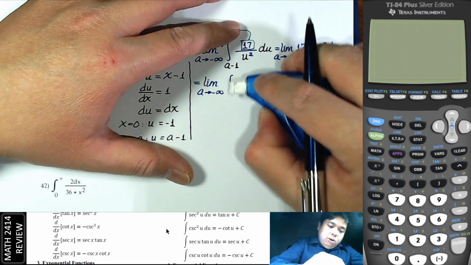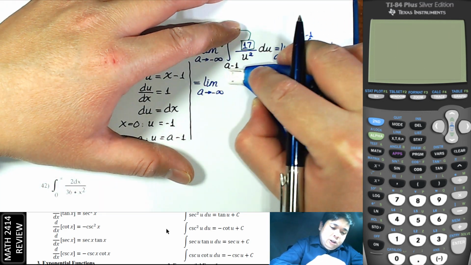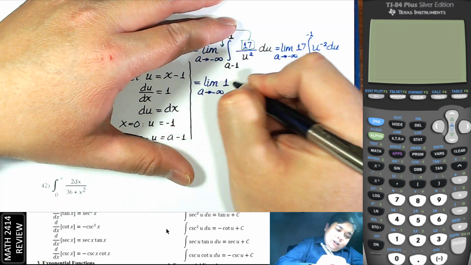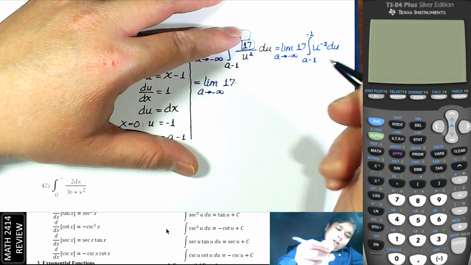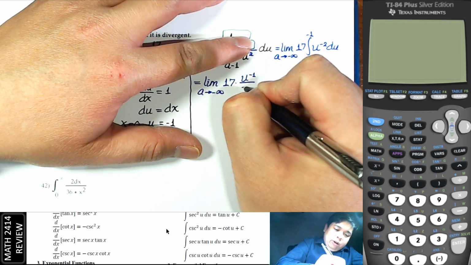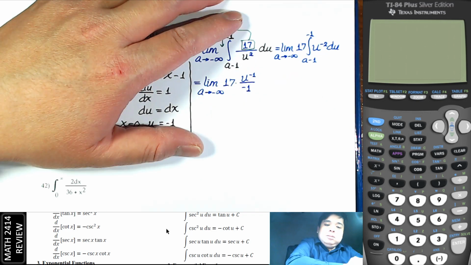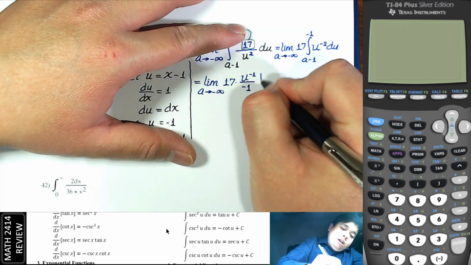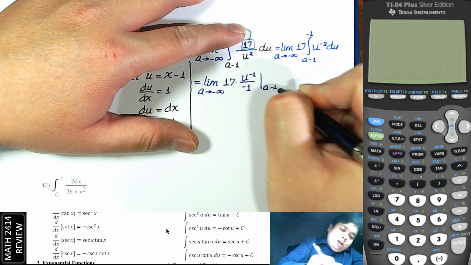Right, the integral of u to negative 2 is u to the negative 1 over negative 1. Right, increase power by 1, divide by the same thing. Evaluate from a minus 1 to negative 1.